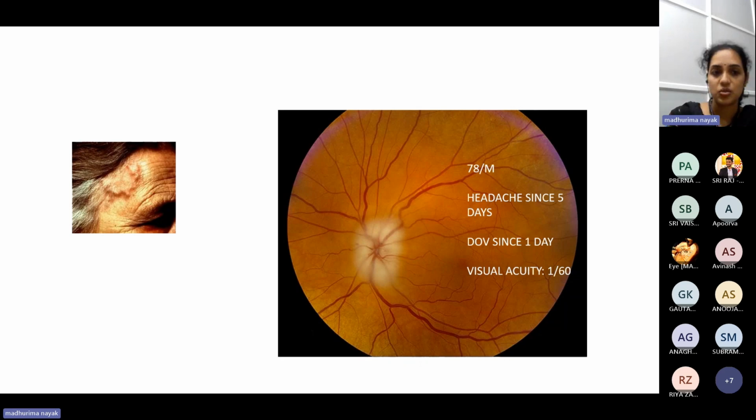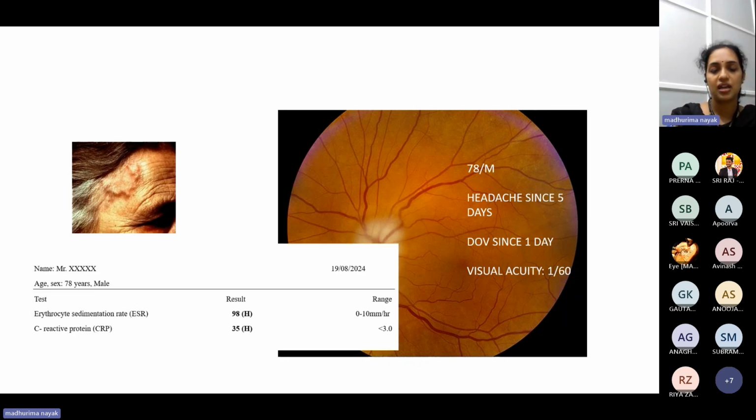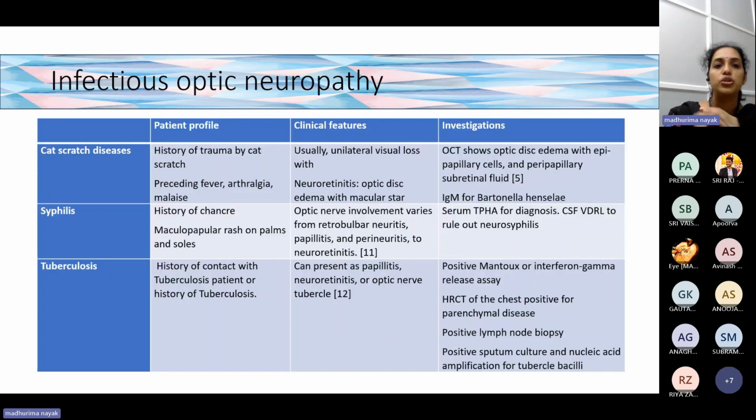So this is what we saw, and when we did the ESR and CRP, we found it is extremely high. So this is the diagnosis. I'm glad you're all getting the diagnosis right. Let's move on to infectious optic neuropathies.